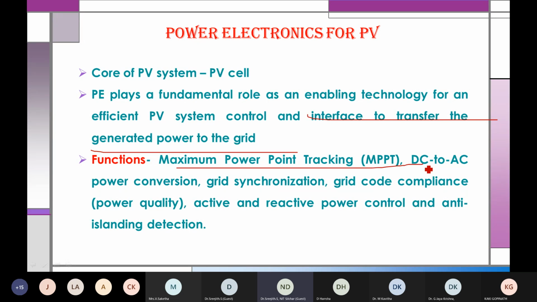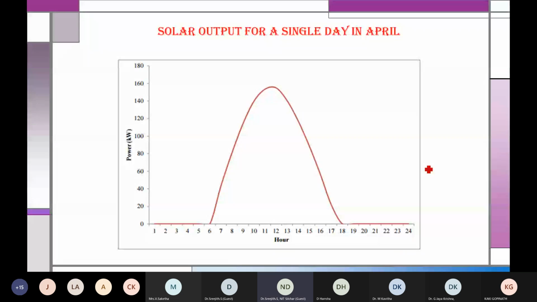Then DC to AC inverter. I'll just show you a diagram and I'll tell you where they need it. Okay. Grid synchronization. There is one concept called a grid-tied inverter, which means it has the ability to synchronize with the grid. So whatever we have, we need power electronics. Without power electronics, we can't directly connect this solar panel to the load or the grid. By using power converters only, we can achieve all those functions. Okay. So this is one typical output, a practical output which we took from Vellore VIT. When I was there in VIT, we took this output from there.